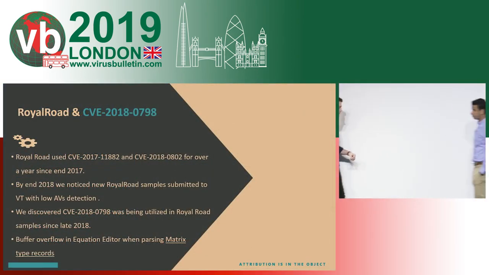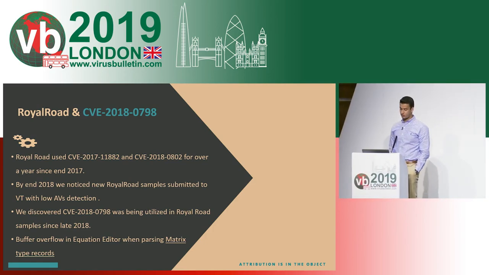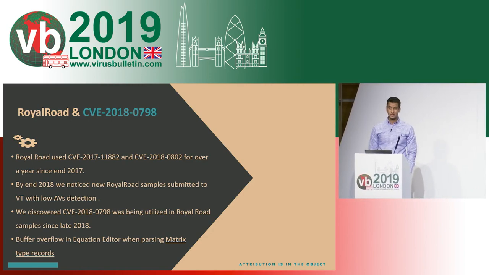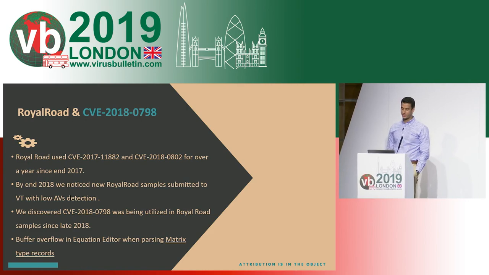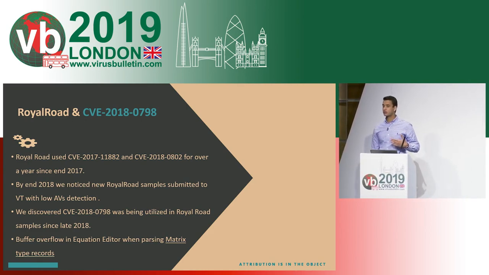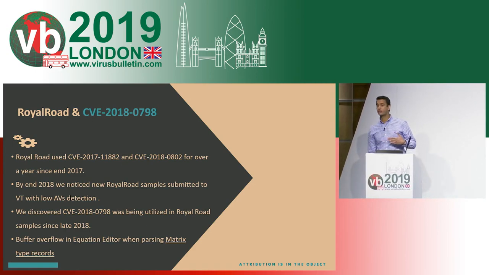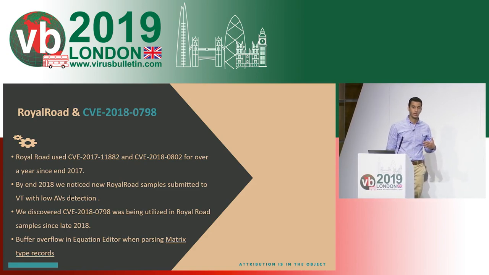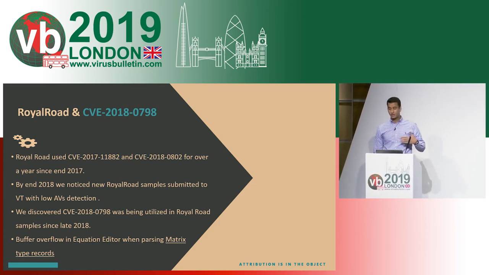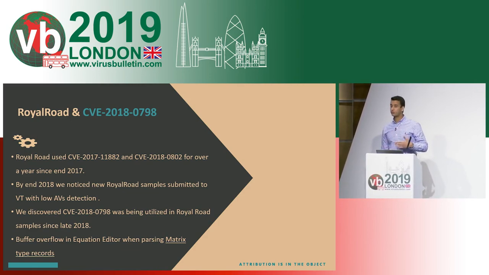Okay, so the Royal Road Weaponizer and CVE-2018-0798, that's a very good story that shows how persistent Chinese actors are, or whoever is behind the Royal Road Weaponizer. So as Michael said, about 1 week after the patch for 2017-11882 was released, they released the Royal Road Weaponizer version 1. And then after the 0802 was discovered and a patch was released for it, they developed version 2, which was basically exploiting the new vulnerability.